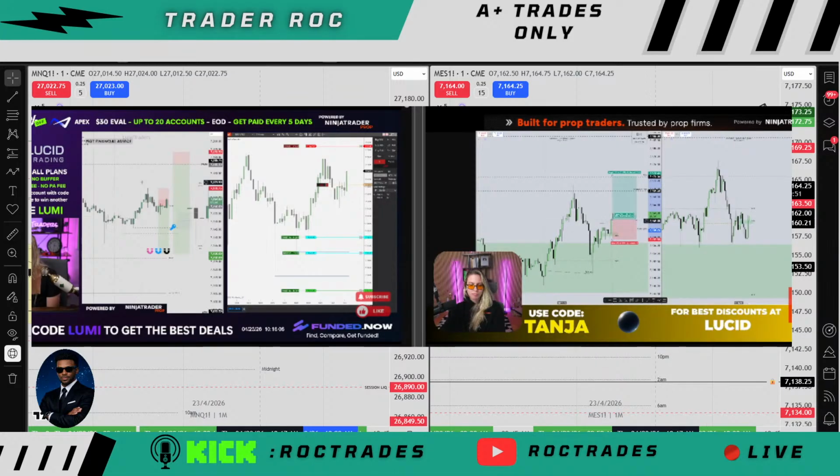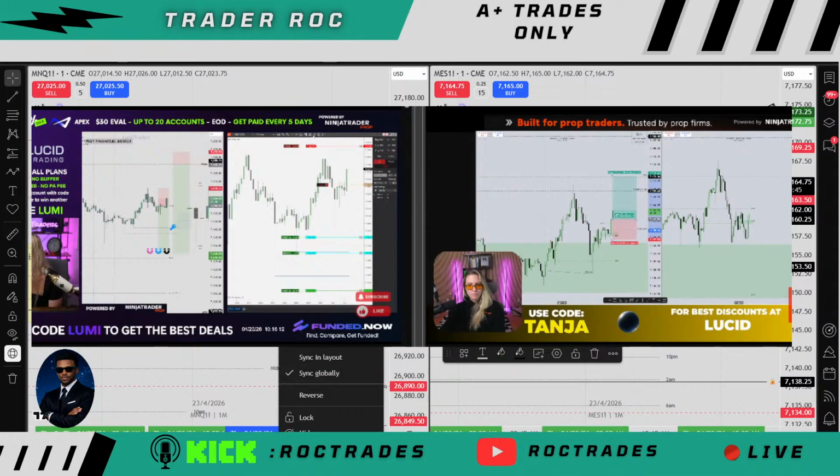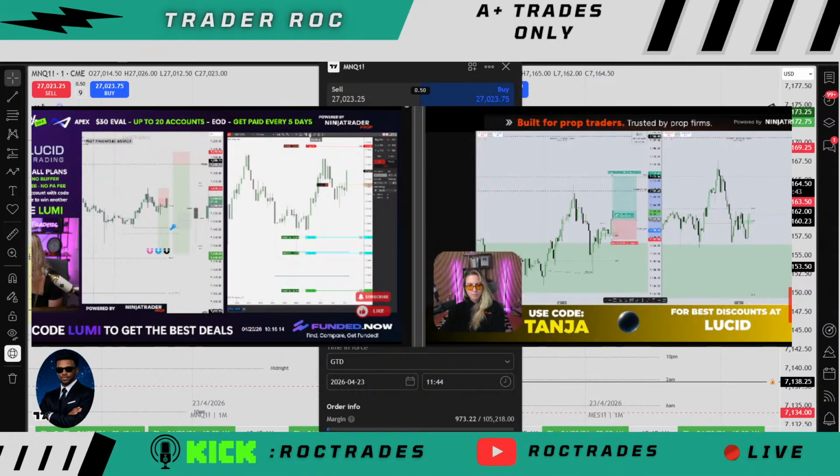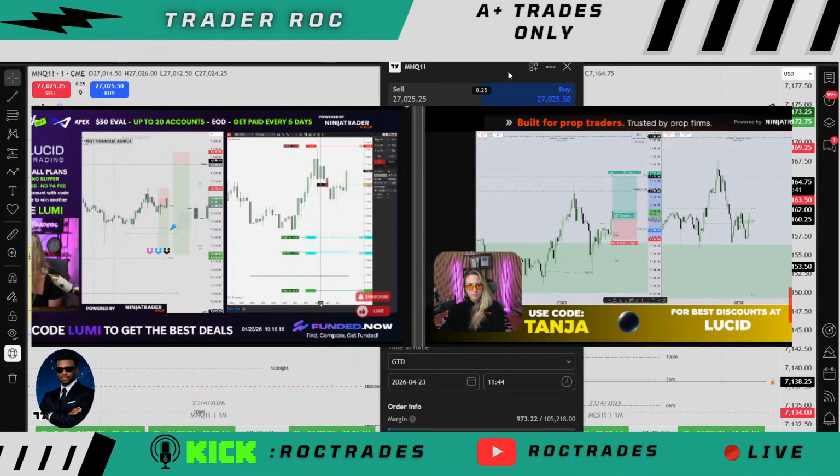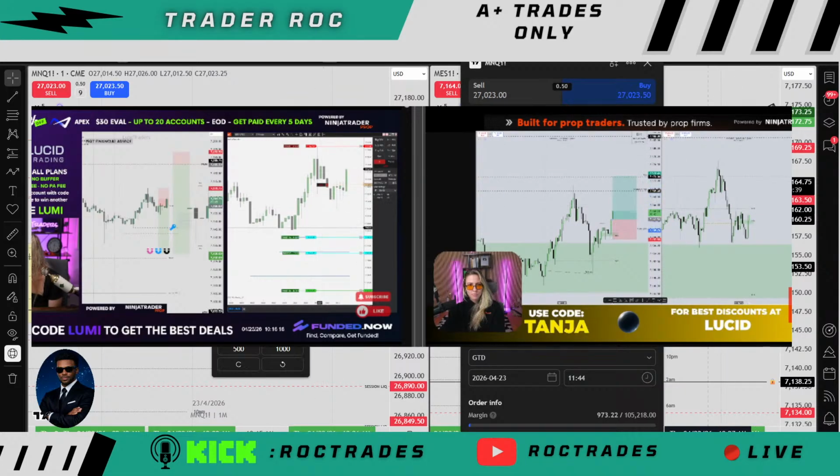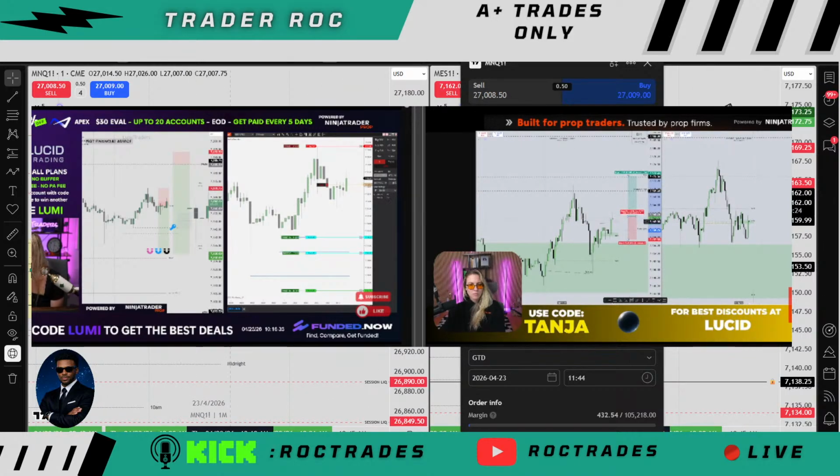Long. About 60 points, and we're going for 100 or so. Create limit order. 9 would be 1,000. 8 would be a little bit closer to 1,000. So let's go with 4 contracts on the breakout here.